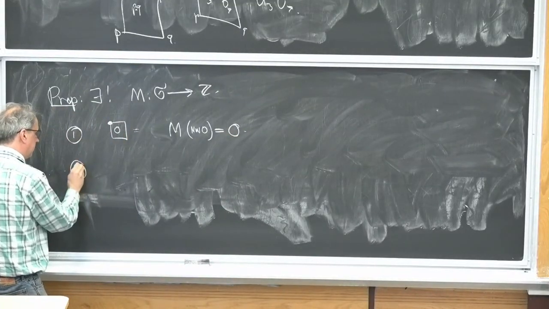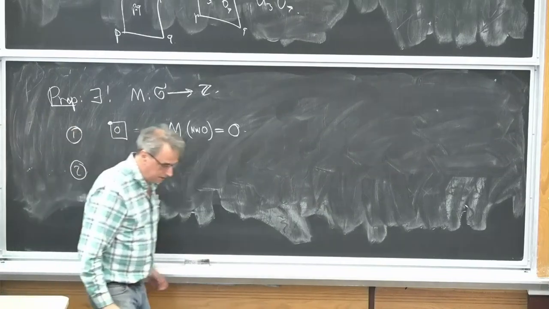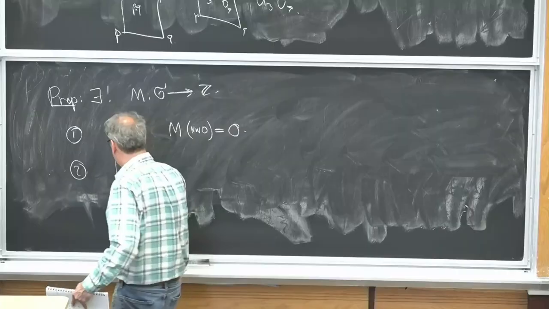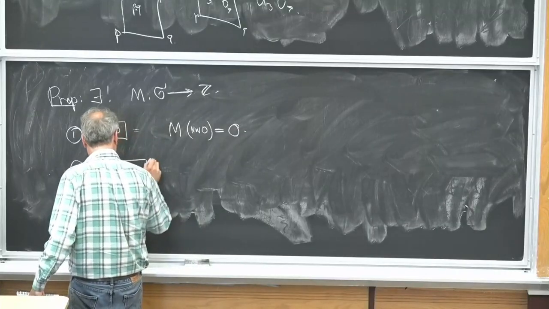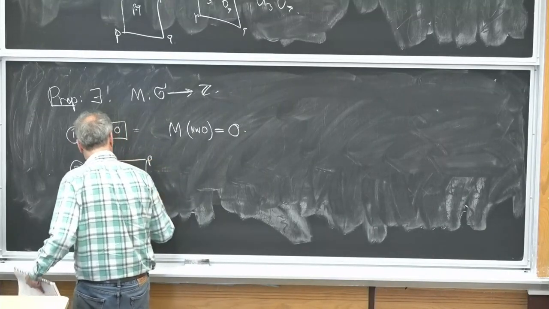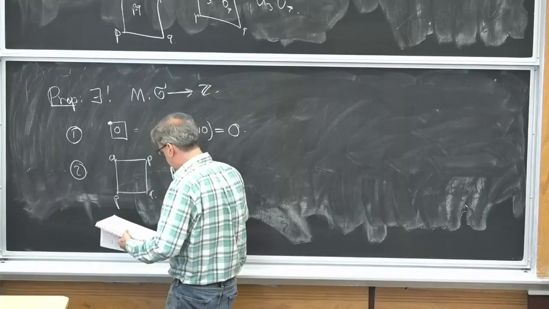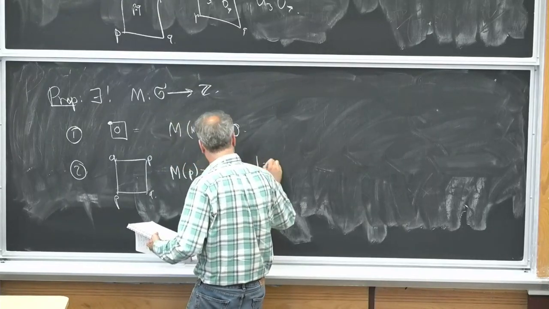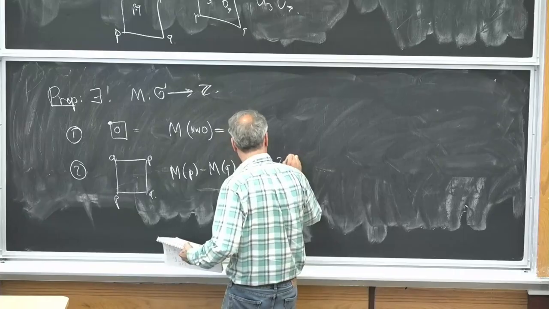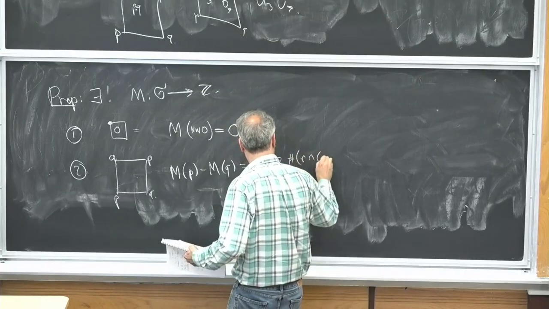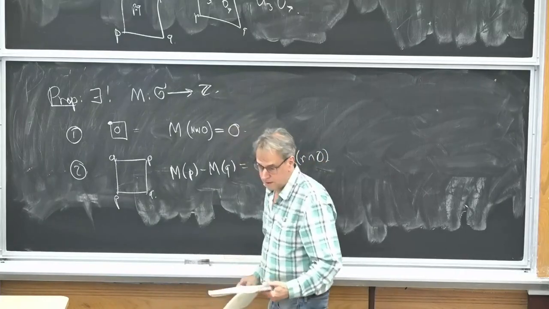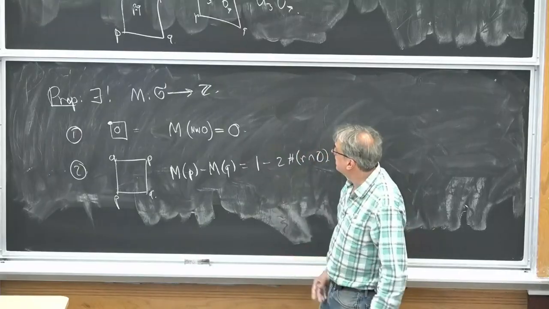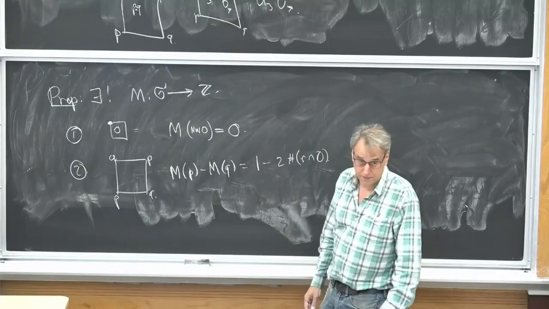And the second property that this function has is the following. If there's a rectangle R from P to Q, then the Maslov grading of P minus the Maslov grading of Q should be equal to 1 minus twice the number of times R is contained in O. So these are two properties that uniquely characterize the function.